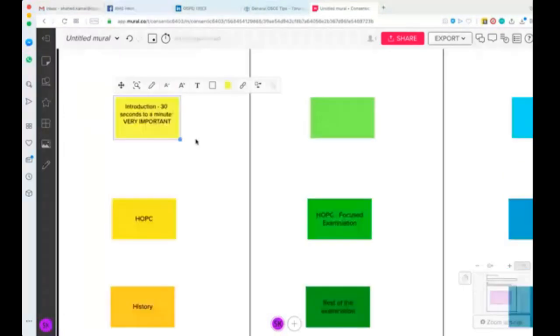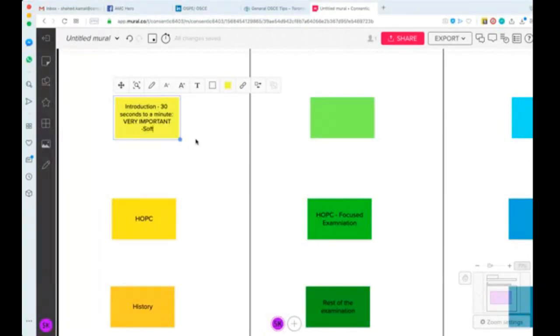So we've done the 2 minutes, what we do outside, and now we knock and we go in. And this, in my opinion, is the make or break of how your OSCE performance is. So I think it's super important that you have a powerful intro. And let's talk about how we can have such a powerful intro.